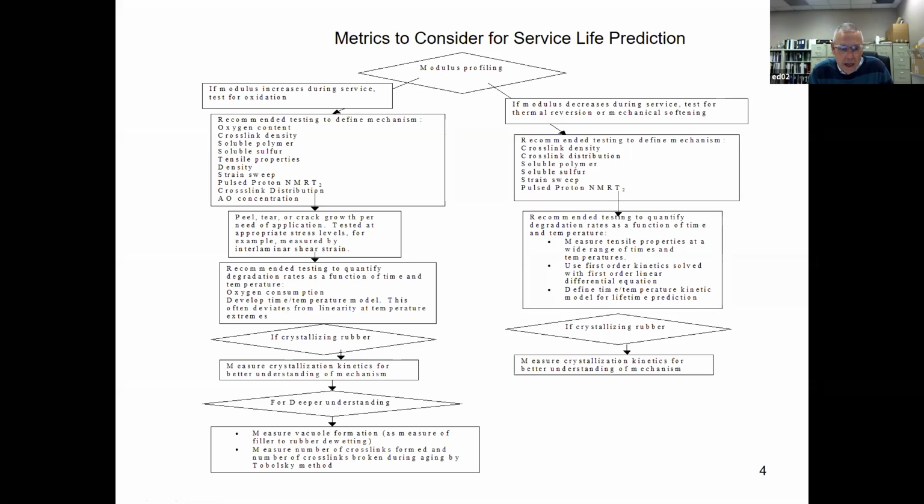So today we're going to be in this one, and we're going to do tensile properties and what we call the ultrasensitive oxygen consumption rate technique, develop our prediction model, and we're also going to use Arrhenius time temperature superposition.